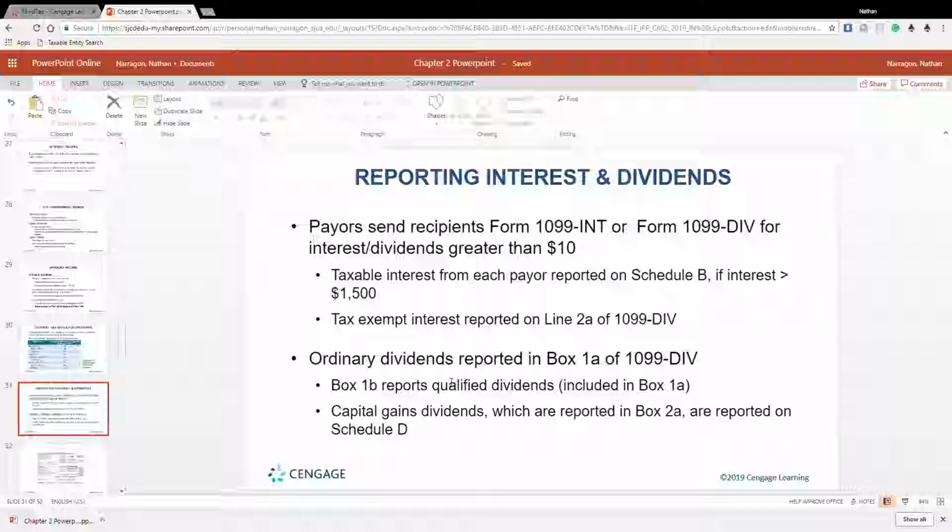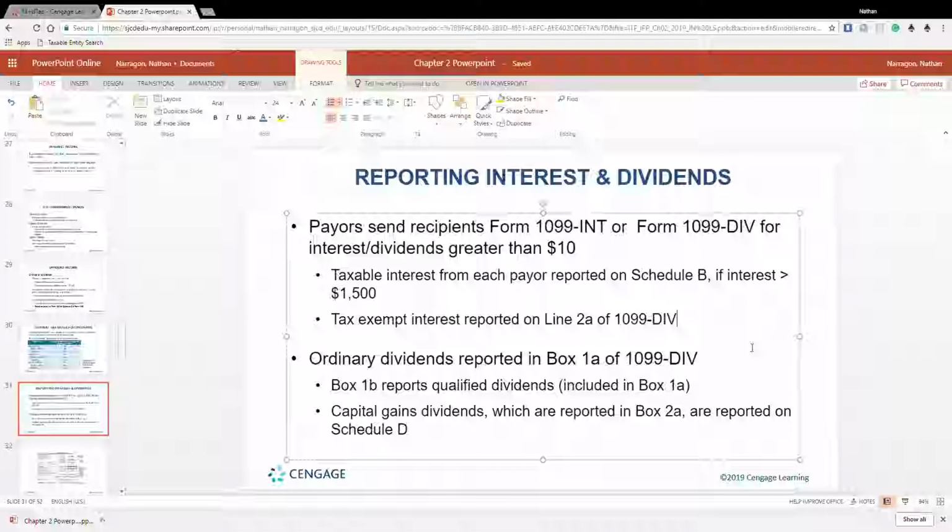So tax exempt interest, because some interest is considered tax exempt, like the non-taxable government bonds, will appear on line 2A of 1099-DIV, I believe, probably on INT, but they will show up on the 1099. Ordinary dividends are reported in box 1A of 1099-DIV. Box 1B will report the qualified dividends.